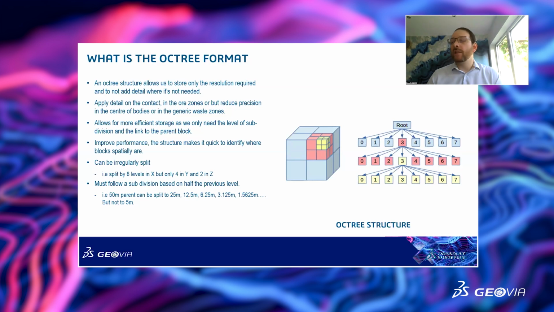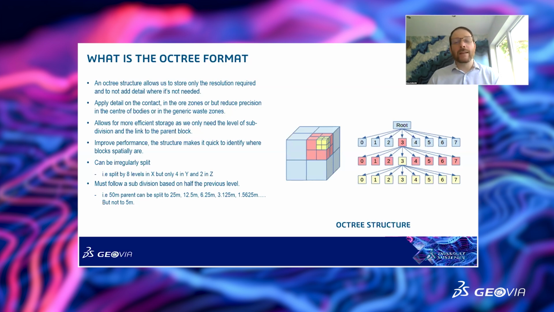It can also be irregularly split. In a standard octree, you would only be able to split it by 2 in every single direction. That's not the case inside of Surpac. We can do irregular splits. It means we can split it by 8 levels in the X direction, 4 in the Y, 2 in the Z if we wish to. Okay, and we will still get a very good output from it.